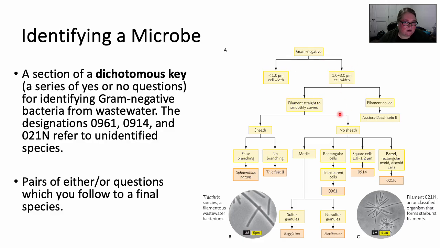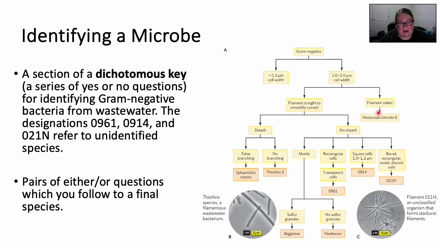You can see why it would take a lot of training to use this dichotomous key, because you need to know what these mean. What's filament coiled? What's filament straight or smoothly curved? What's a sheath? What's false and no branching? I don't know what this one is either. This one's a little bit easier: motile, meaning it's moving. Does it use sulfur granules or no sulfur granules? Is it rectangular? Is it square? Is it barrel? Who knows? I don't know what those mean.